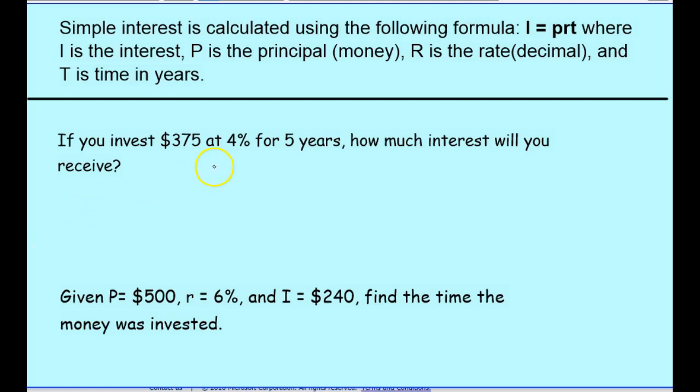Next one says simple interest is calculated using the following formula. I equals PRT, where I is the interest, P is the principal or the money, R is the rate as a decimal, and T is the time in years. So it says if you invest $375 at 4% for 5 years, how much interest will you receive? Well, we're looking for our I, our interest. We know that we have P as our principal, as our money, so we know that we have $375. So instead of P, we're going to write 375.